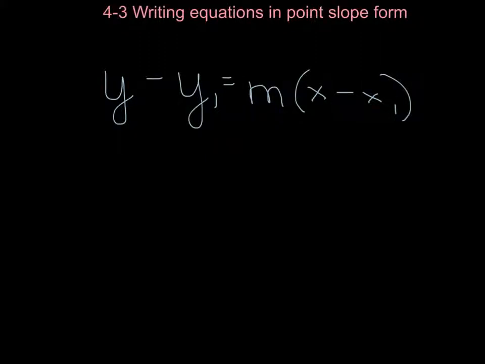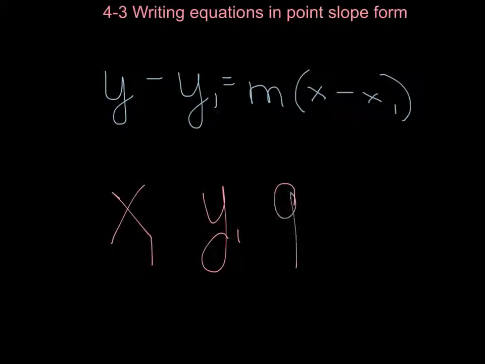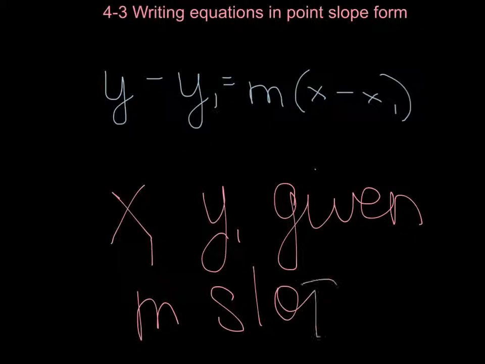Lesson 4-3, Writing Equations in Point-Slope Form. So the equation that you have here is what we call the point-slope form. It reads y minus y1 equals m times x minus x1. The x1 and the y1 are usually given to you, and m represents your slope. So all you really have to do is just plug in the numbers to where they belong in this equation.